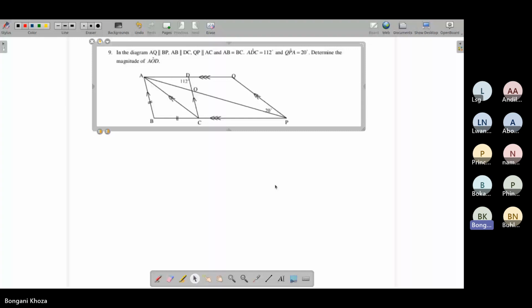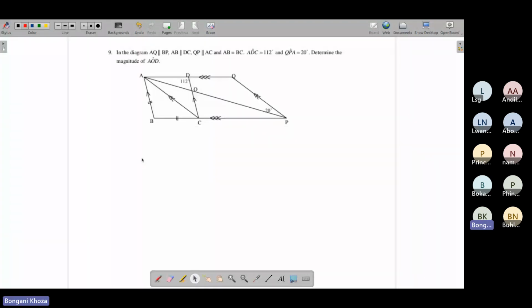Okay, so the other day we did a couple of questions, and this was the next question. Here we are given a diagram, and we are told that AQ, this is Q over here, is parallel to BP. BP is down here, so you can see those three parallel indicators.